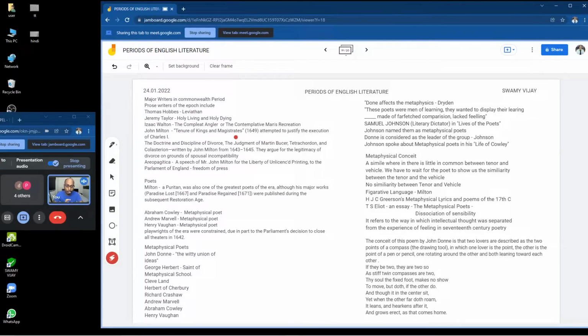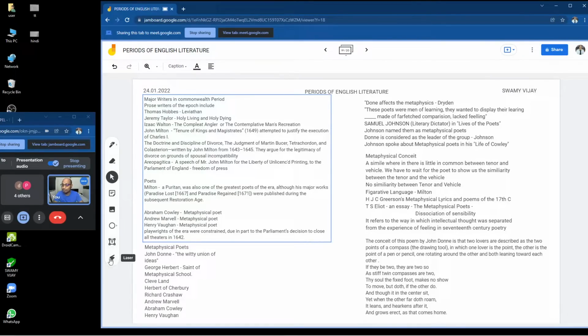If you read about Oliver Cromwell, you will understand a lot about Puritan ideology. In the 17th century, Milton had written something very popular for that time and era. He wrote the doctrine and discipline of divorce. He had also written pamphlets on divorce.